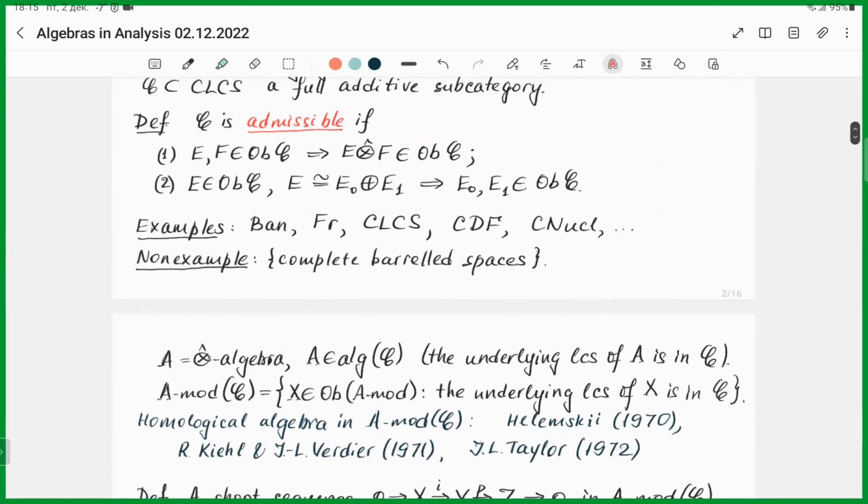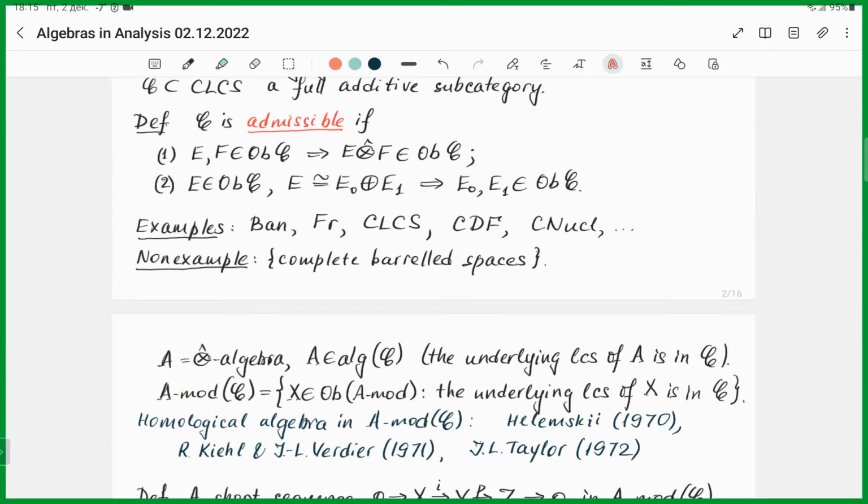Okay, so now if C is an admissible subcategory of complete locally convex spaces, and if we have a topological algebra A whose underlying locally convex space belongs to C, in this case we use such a notation. So alg of C is the category of all topological algebras whose underlying spaces belong to C. So in this case, we can consider the full subcategory in the category of all topological A modules, such that the underlying spaces of our modules belong to C. So this is the category where we want to develop homological algebra.